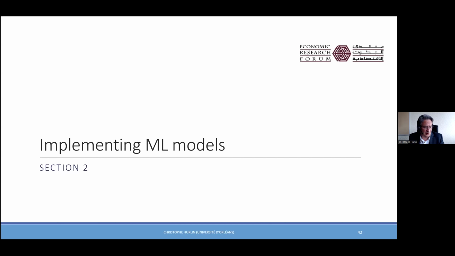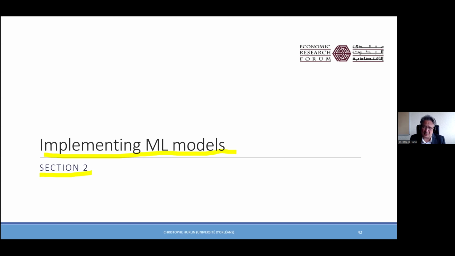So if everybody is online, I will start with the second section, and it's devoted to the implementation of ML models. What is the idea? Before presenting you a particular ML algorithm, whatever, decision tree, random forest, XGBoost, I propose to introduce some general principles on how to implement ML algorithms.